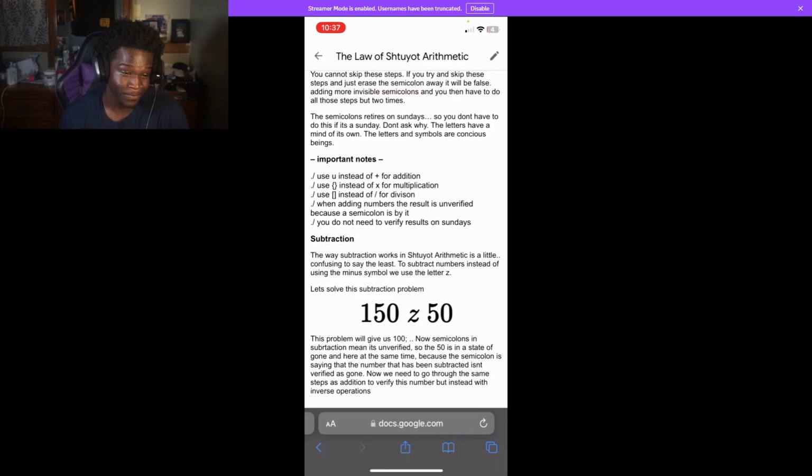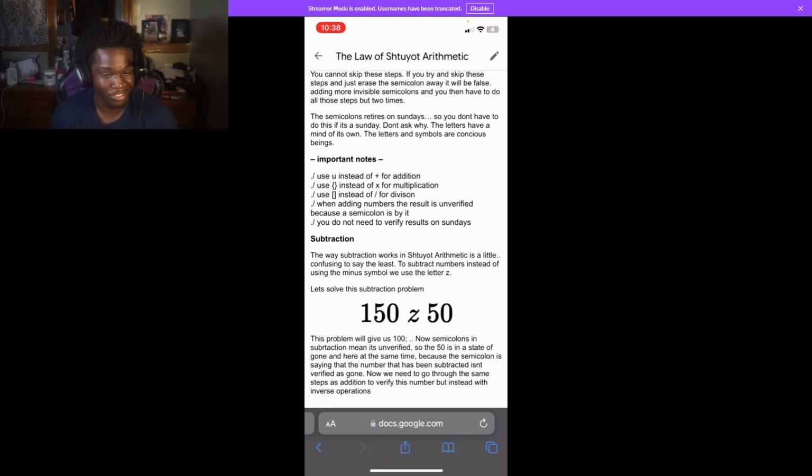Important notes. Use U instead of plus for addition. Use the code semi. Oh, no, I'm dumb. Use these brackets instead of X for multiplication. Use those brackets instead of division for division. When adding numbers, the result is unverified because the semicolon is by it. You do not need to verify results on Sundays.